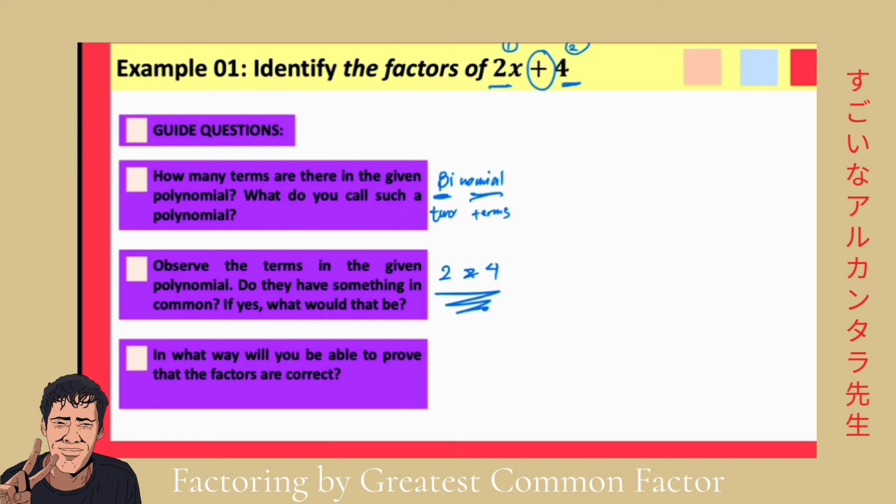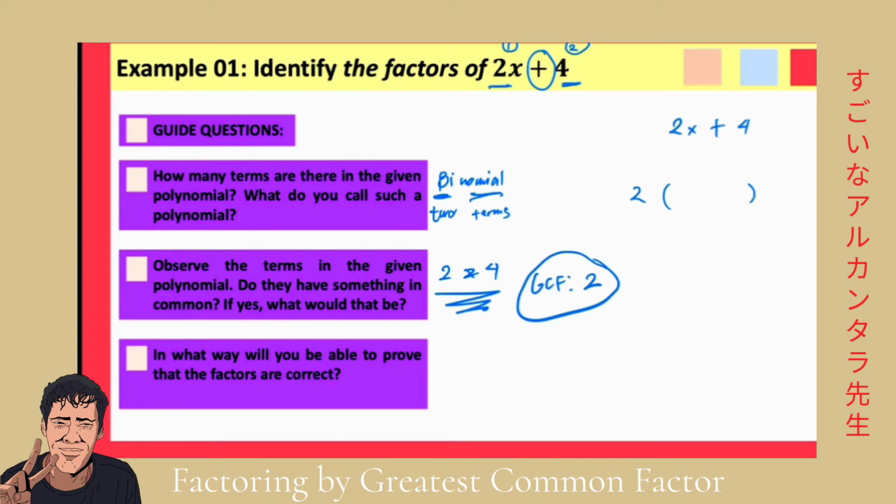And what common are we talking about here? We're talking about that 2 and 4 actually has a GCF. And the GCF of 2 and 4 is actually 2. So how do we factor it out? How do we do factoring by GCF or GCMF? So let's copy our given 2x plus 4. And since we have identified the GCF already, let's put 2, the GCF, outside a grouping symbol.